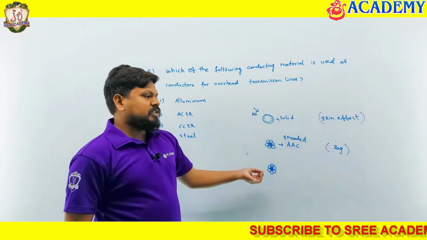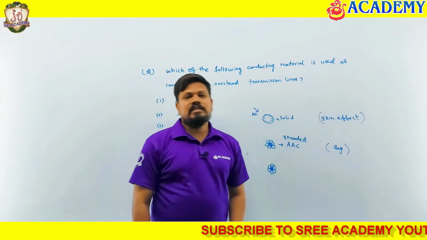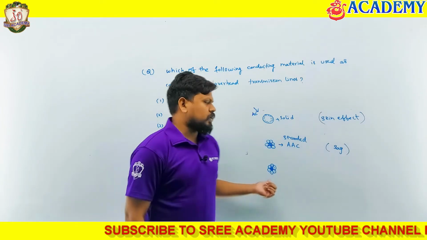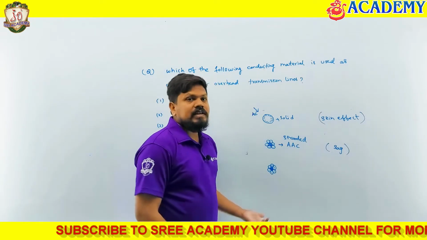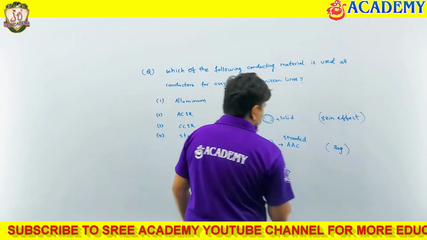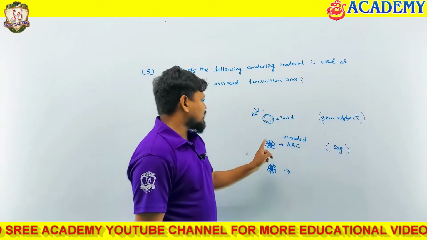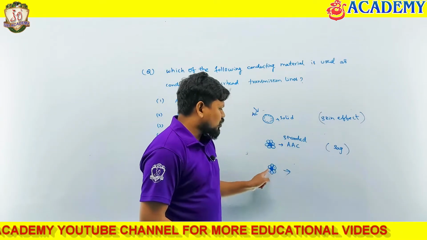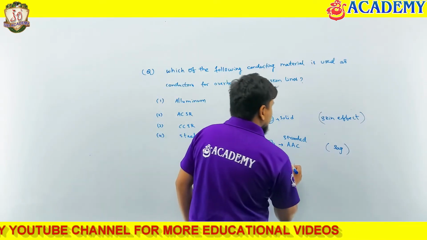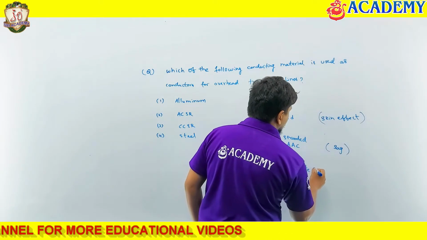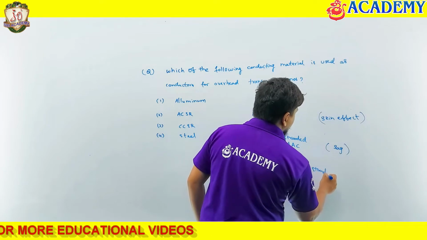Okay, so what happens whenever you use the steel conductor inside? There will be a strength increase. So the strength of this one will increase, so sag will decrease. This is nothing but composite. What does composite mean? Instead of one type of material we are using two types of materials, that's why it is composite stranded conductors.